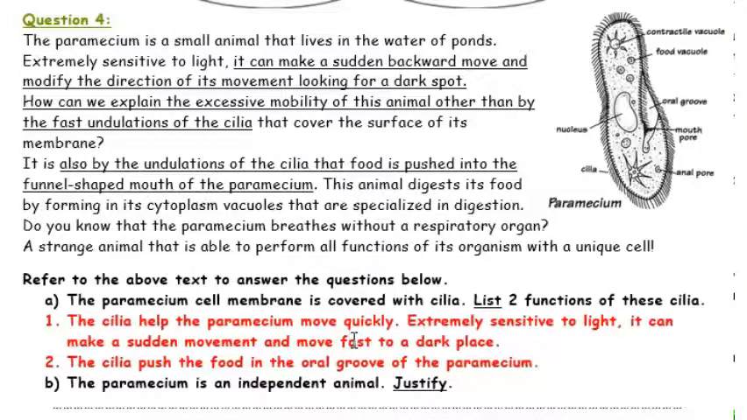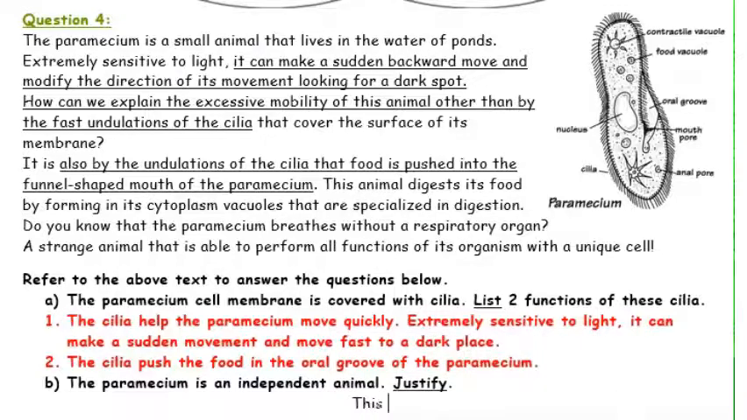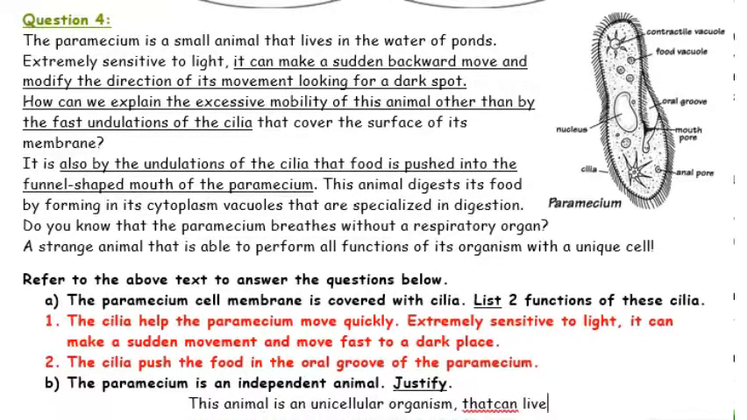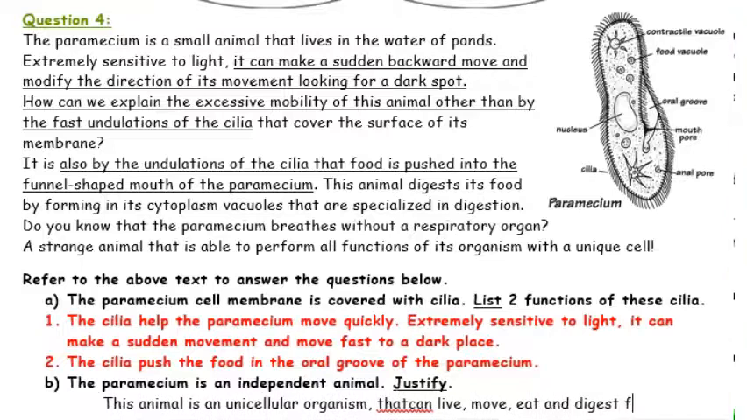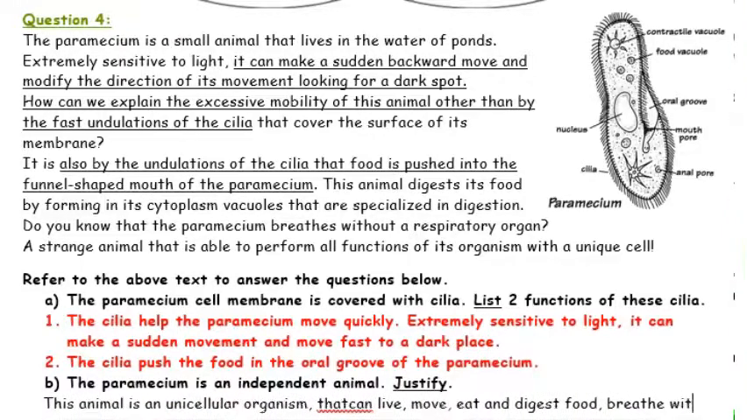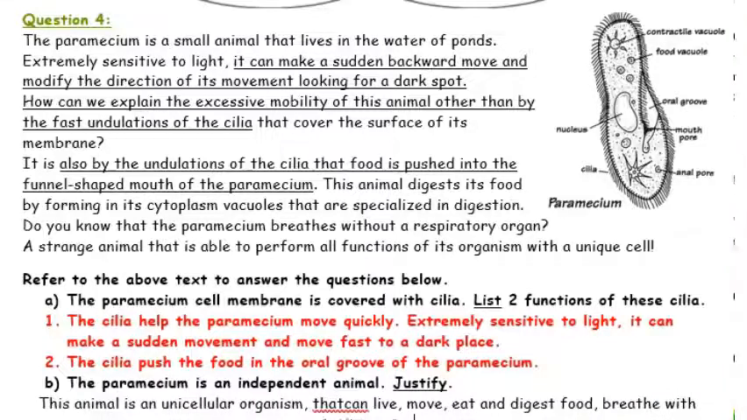The paramecium is an independent animal. It is an independent organism. Justify. How can you tell this? Is it an organism, a normal organism like you and me that can live with one cell? Yes, it can, for sure. This animal is a unicellular organism that can live, move, eat, digest food, and breathe with just one single cell.